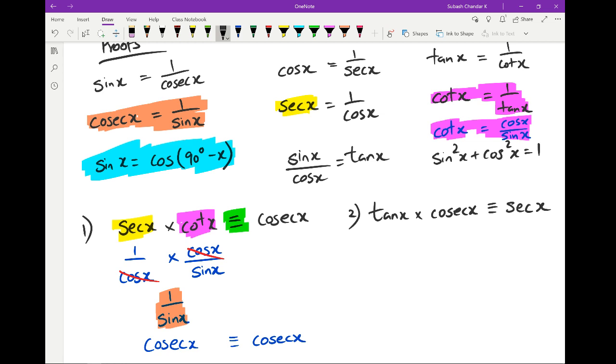You guys are doing question number 2, which is here, highlighted in yellow. You guys can try and prove this.